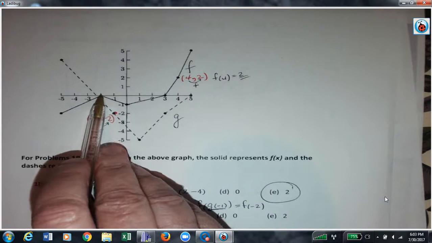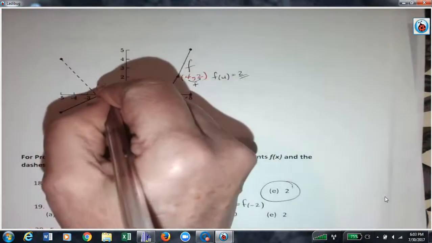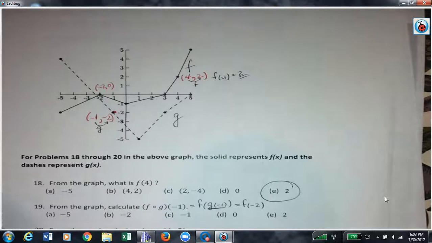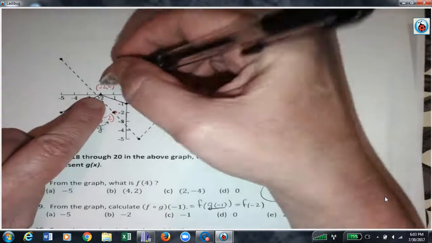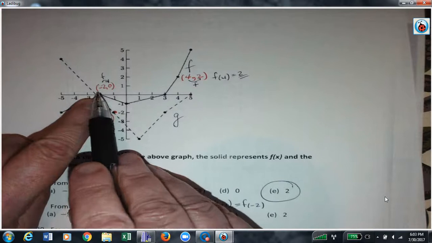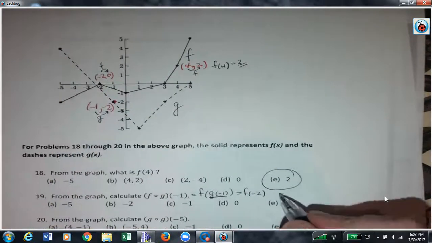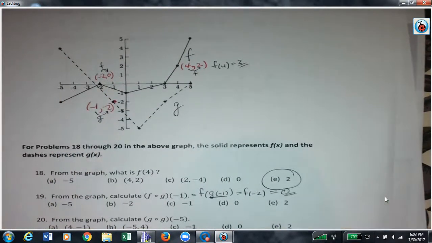X-coordinate of -2, and this is the point that's on the graph of f. And so f maps the x-coordinate into the y-coordinate. So f evaluated at -2 is equal to 0. And so my answer here is 0.